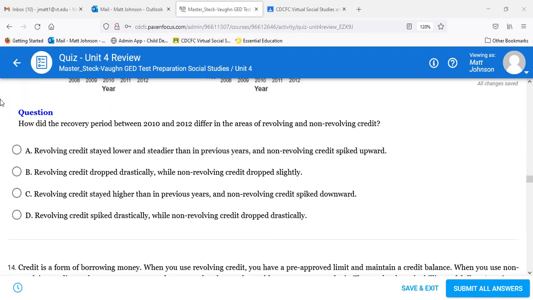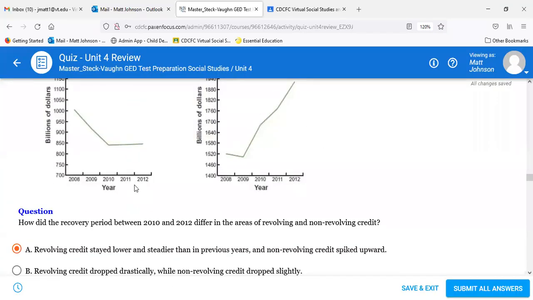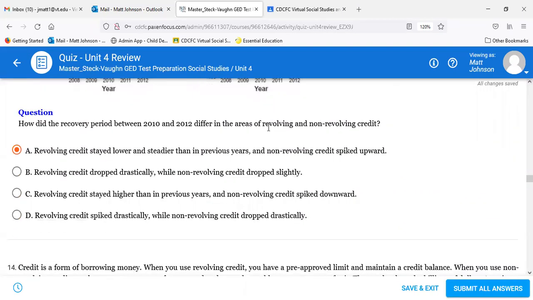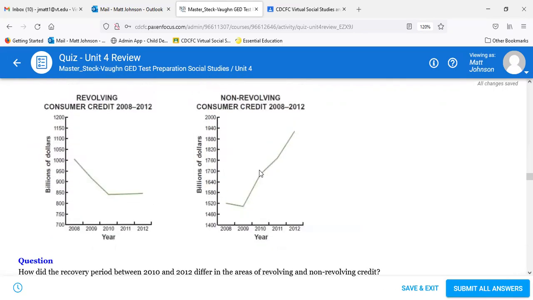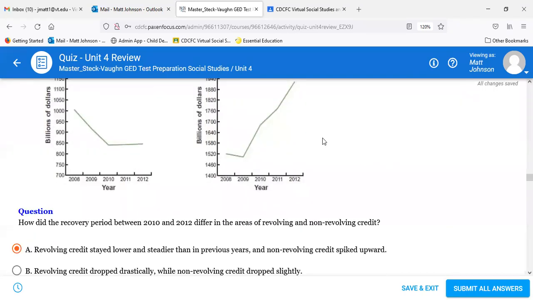D. So A. So look there, right? Revolving credit stayed lower and steady, right? So looking at those years 2008 to 2012, small gain, fairly steady. And then around 2010 to 2012, we see non-revolving credit zooming up.